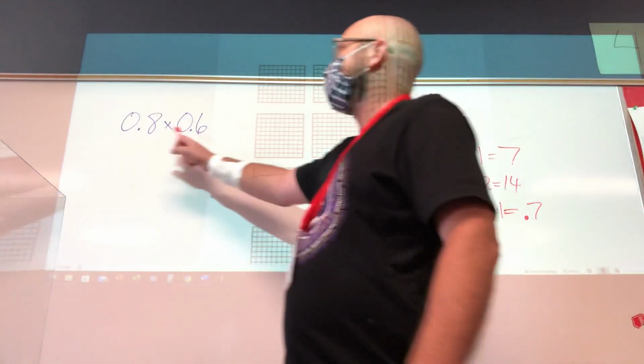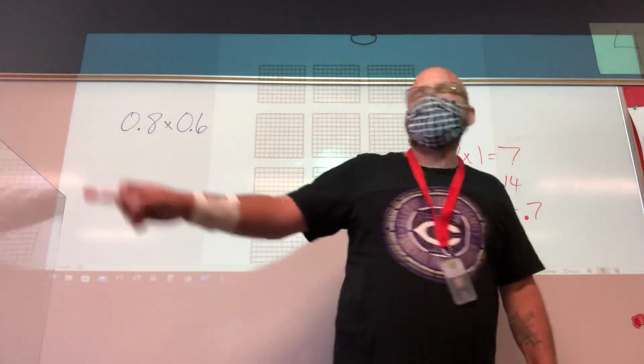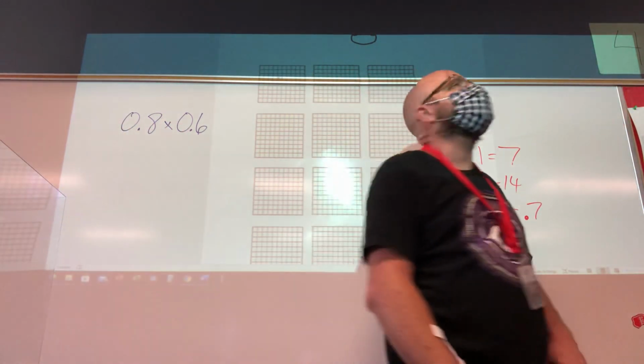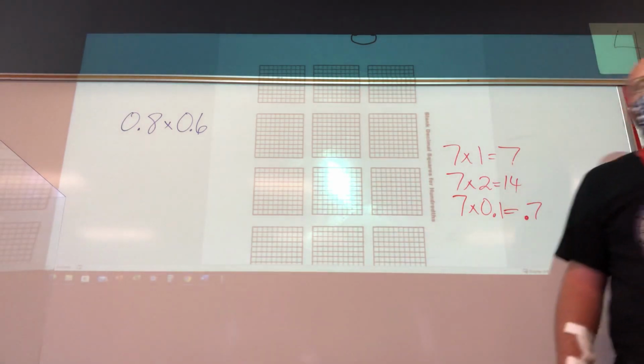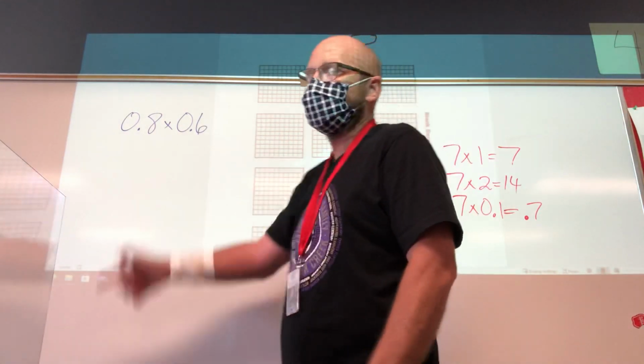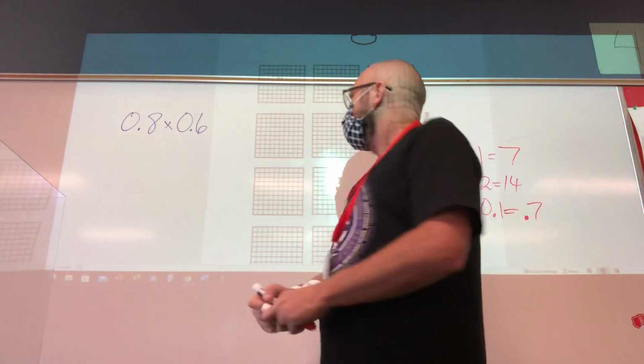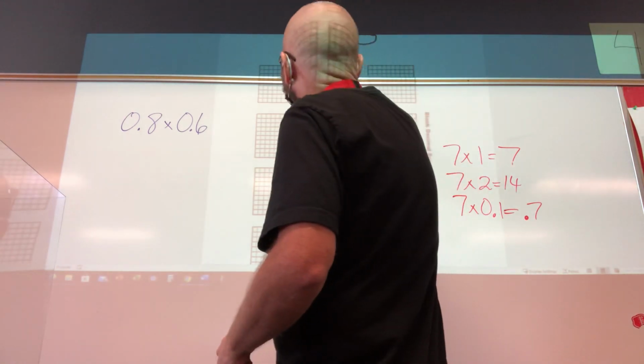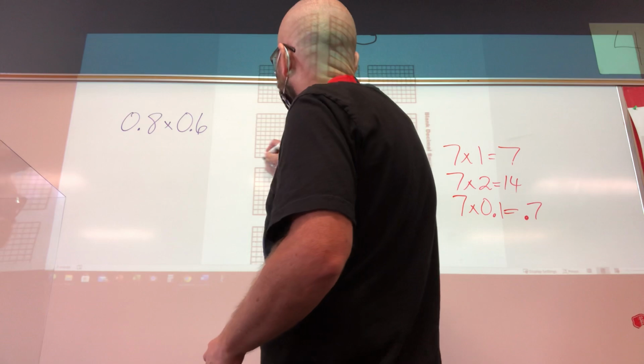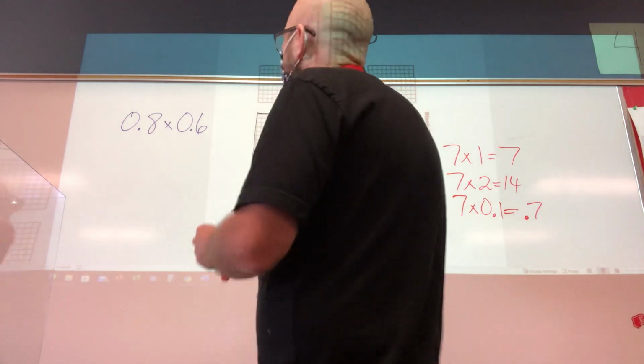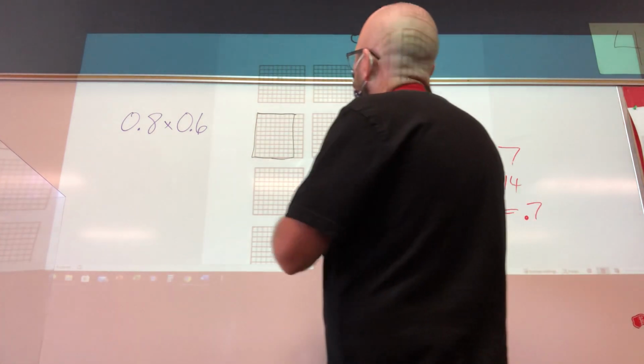Okay, so both of these are less than 1, which means my product is going to be smaller than both of these factors. So let's take 8/10 and 6/10.